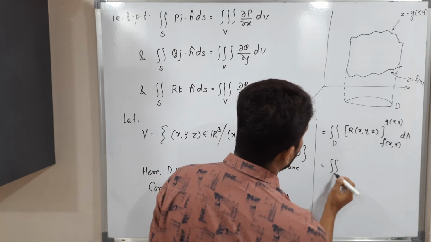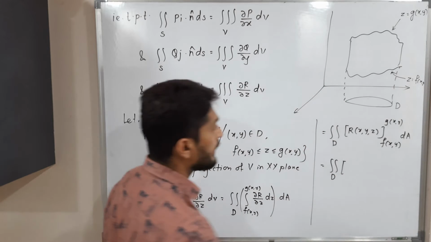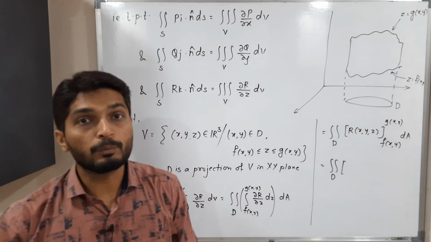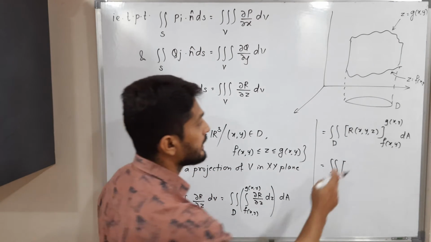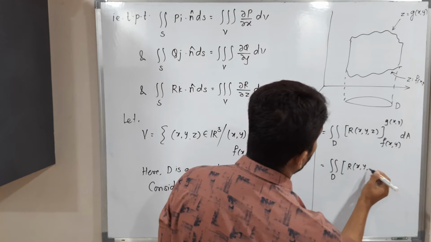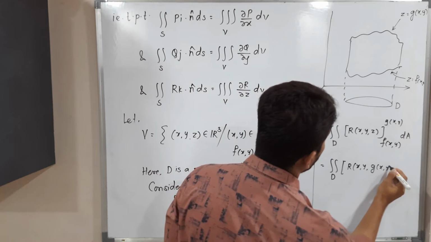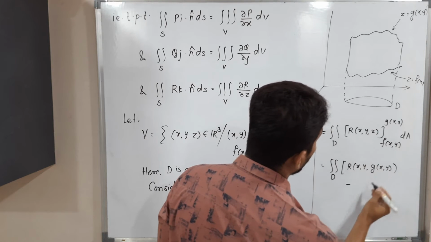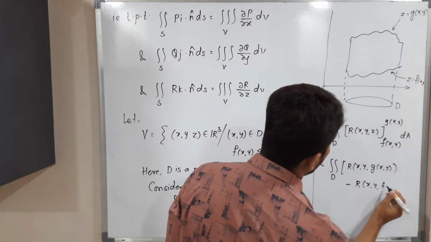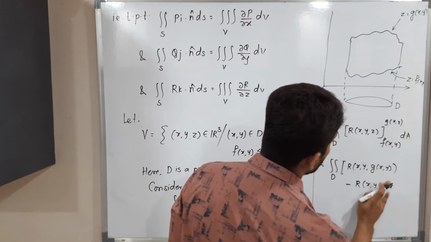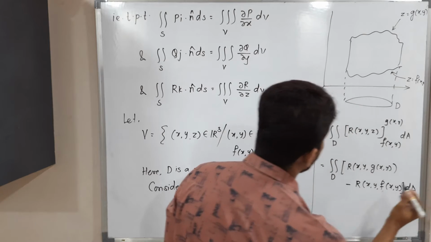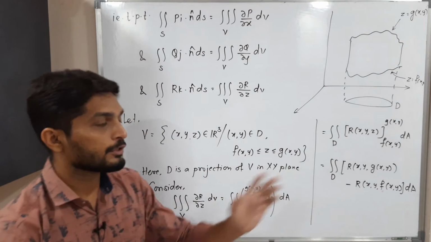So this is equal to the double integration over D. You know that after integration, first we put the upper limit and then we put the lower limit. These are the limits of z. So let me put the upper limit first: r of x, y, g of xy, minus, putting the lower limit in place of z, r of x, y, f of xy, dA. So by solving the right hand side we got this one.